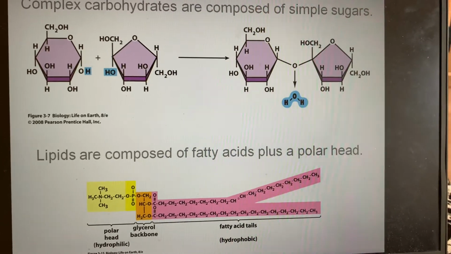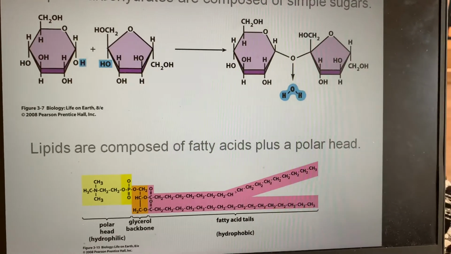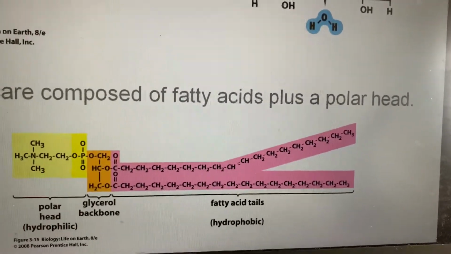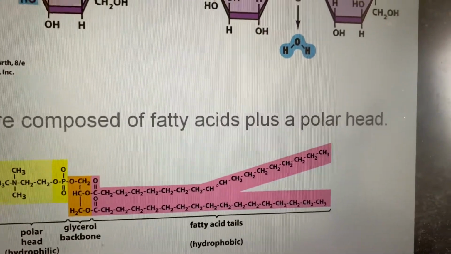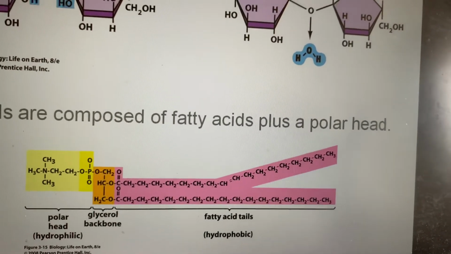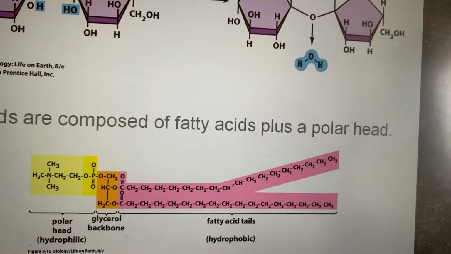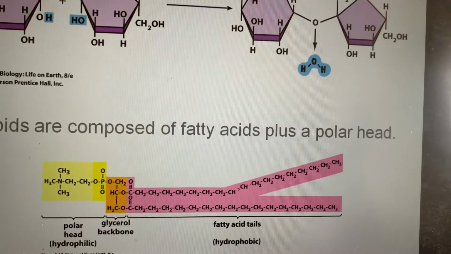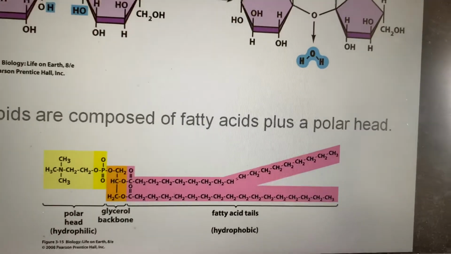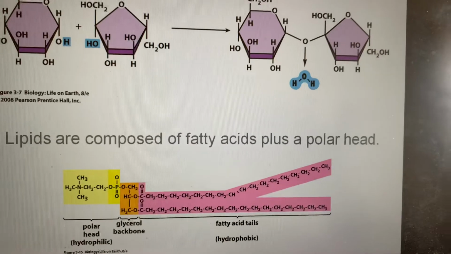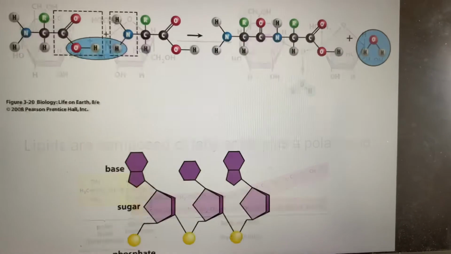Lipids are composed of fatty acids plus a polar head. Fatty acids are shown in the pink tail, that is the hydrophobic tail on the right side, and the orange block is representing the glycerol backbone that is linked with the phosphatic acid. This is an example of complex lipids. You have read about that in the previous slides.